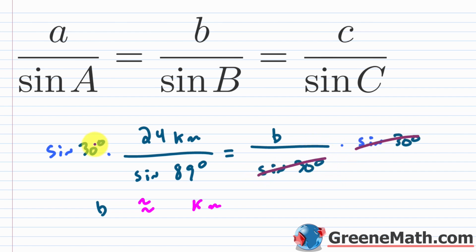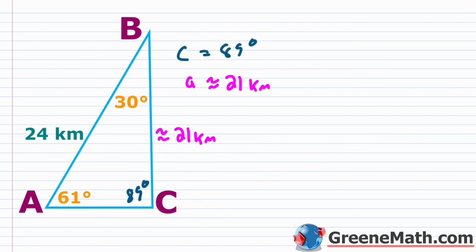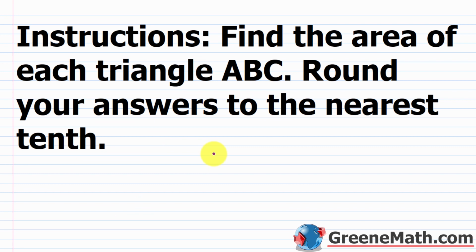And so just key this into the calculator. So lowercase b is about 12 kilometers. So we'll come back up here and I'll say this is approximately 12 kilometers. And I'll write it over here. So this lowercase b, again, the length of this side is approximately 12 kilometers. All right, for the instructions now, we're asked to find the area of each triangle ABC.